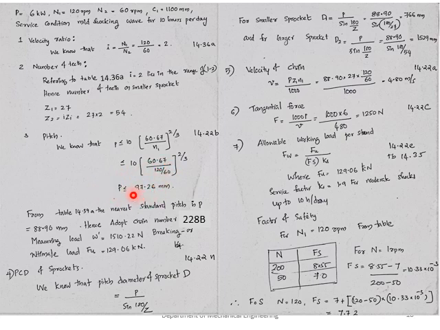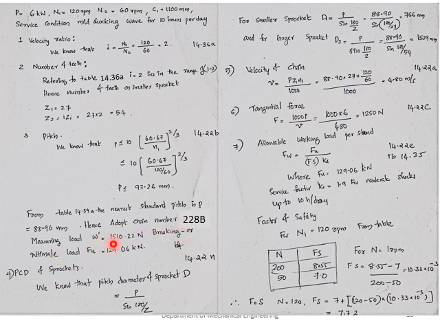Using this pitch value and from table 14.39 we have a lot of information. Corresponding to this, the nearest standard pitch P is 88.90. So for 88.90 we will adopt chain number 228B, on page number 341 and table number 14.39B.